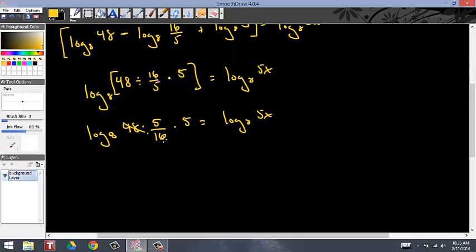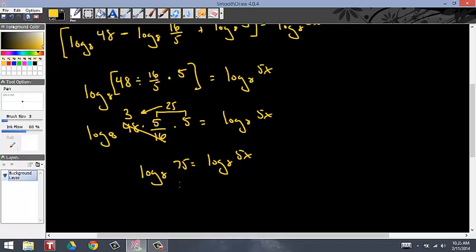So 48 divided by 16 is 3. 5 times 5 is 25, times 3. 25 times 3, where are my Chuck E. Cheese employees? 75. Log base 8 of 75 equals log base 8 of 5x.